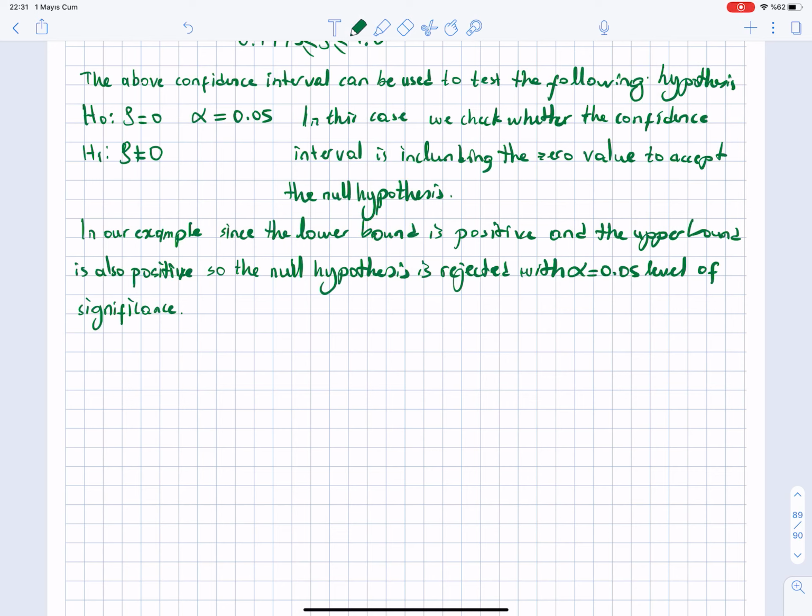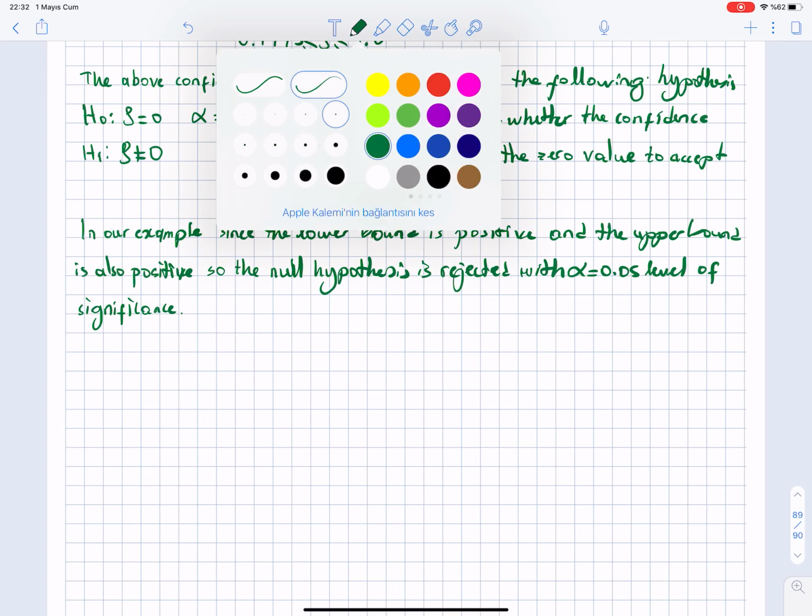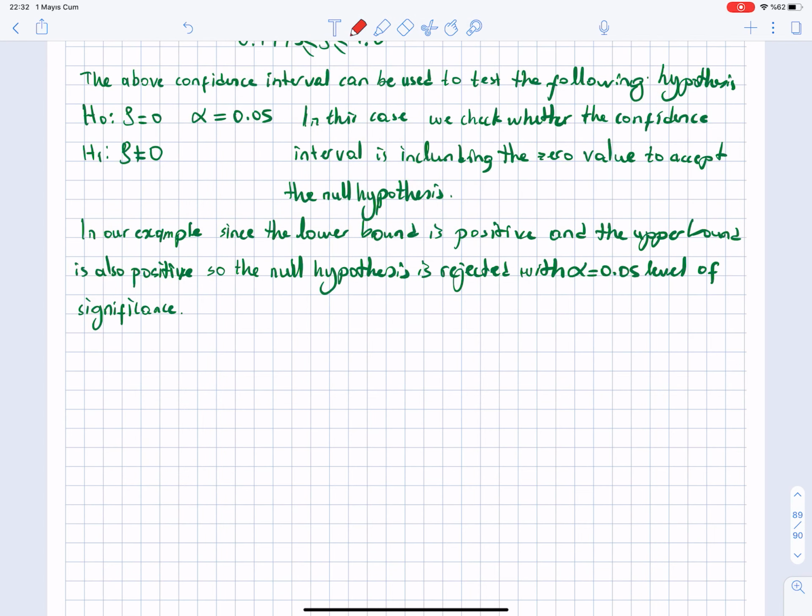And there is another correlation coefficient. It is mostly used in statistic literature, in business statistics as well. It's called the Spearman rank correlation.